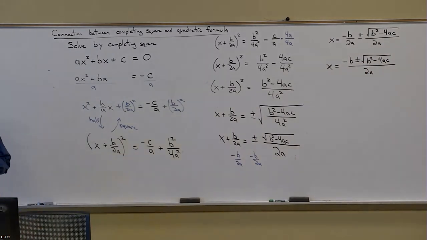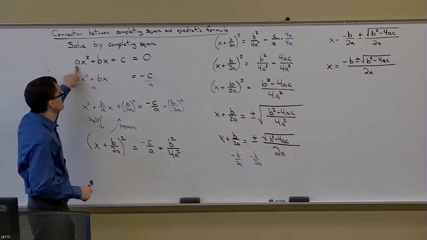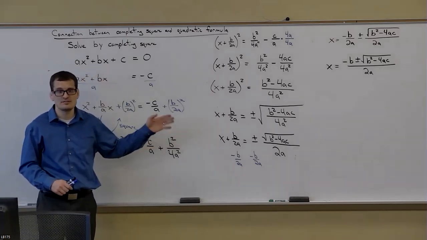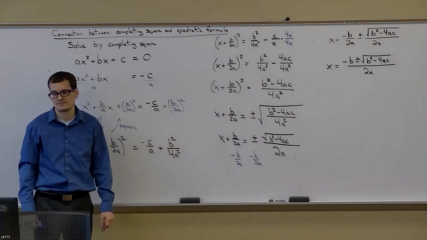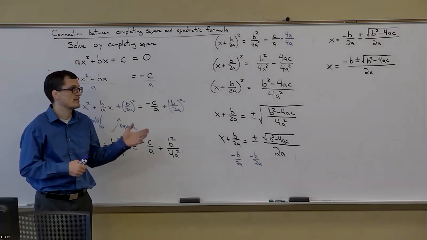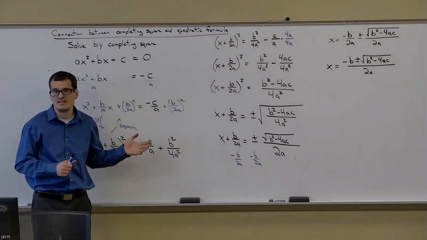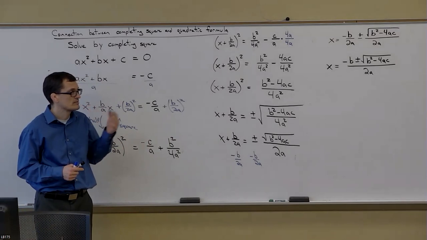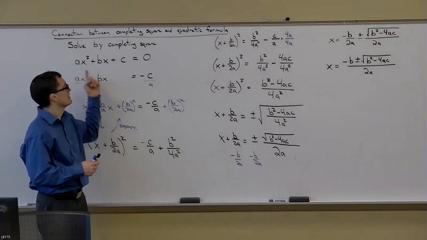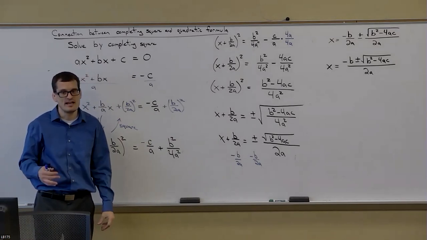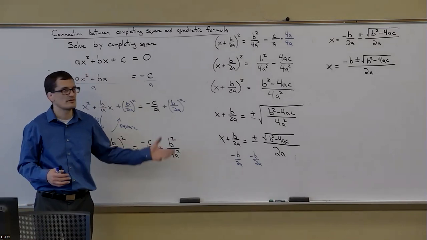So by completing the square using arbitrary a, b, and c's, what I get is the quadratic formula. All right. That's how people figured out what the quadratic formula was. They said, well, how could I figure out what the solutions are? Well, let's take an arbitrary a, b, and c, and then just complete the square. They did that, and the quadratic formula popped out.